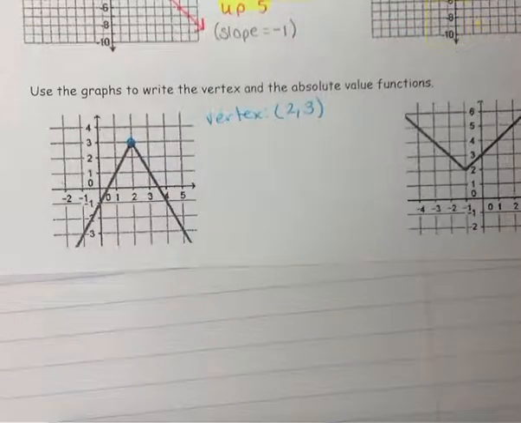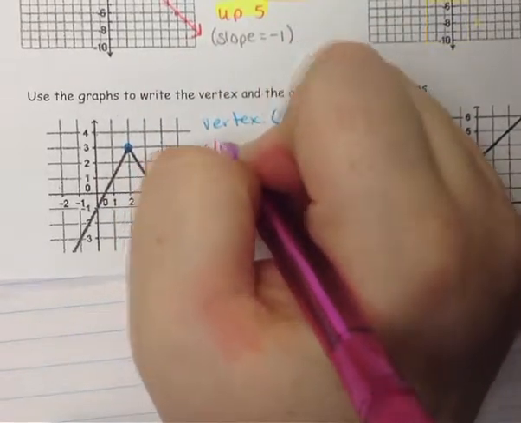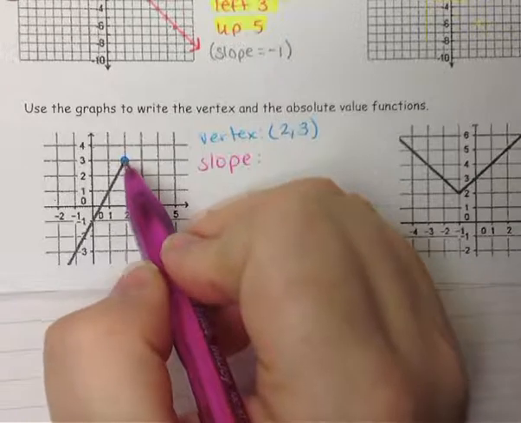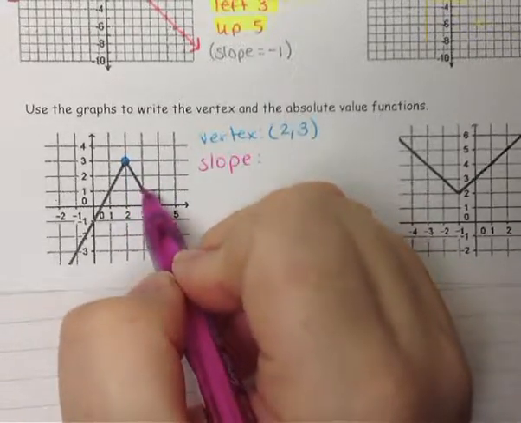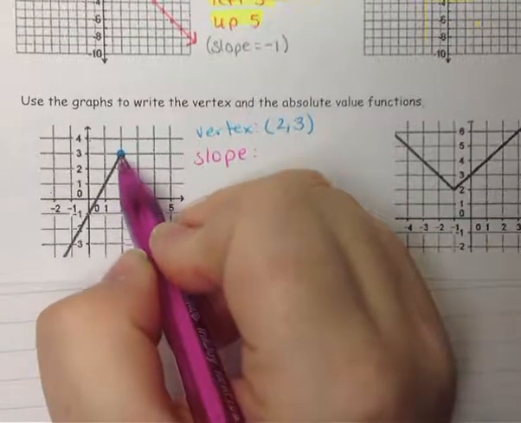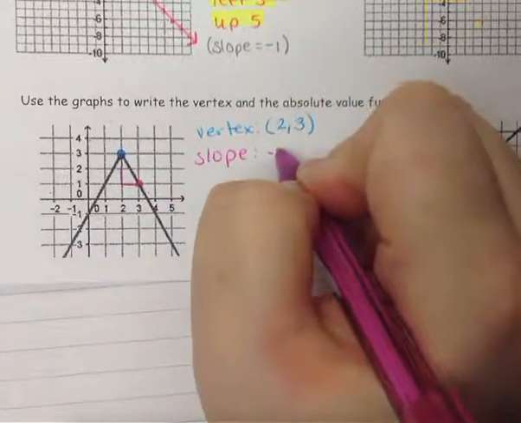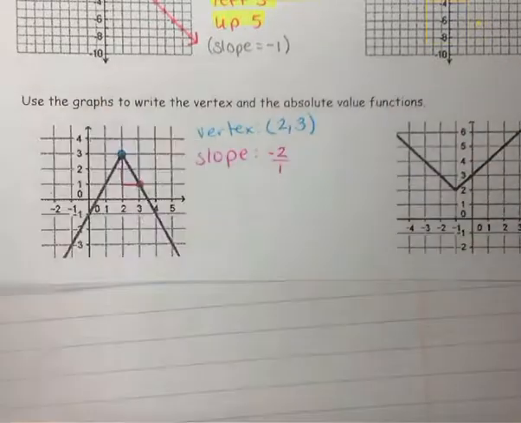And then we need to find our slope. Now remember, our slope has to start from our vertex, but it has to go towards the right. So in order for us to get our slope, we want to find a point on the right to go to. So we go to here. So I would have to go down 2 and then right 1. So down 2 would be negative 2, and right 1 would be a positive 1. So our slope is negative 2.